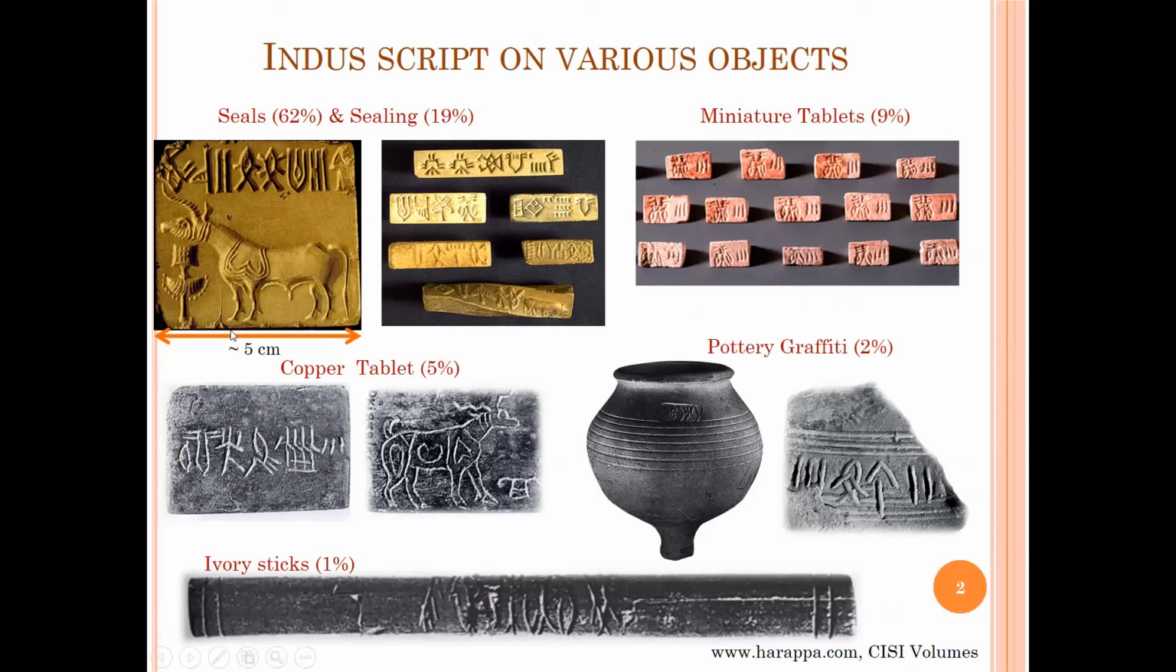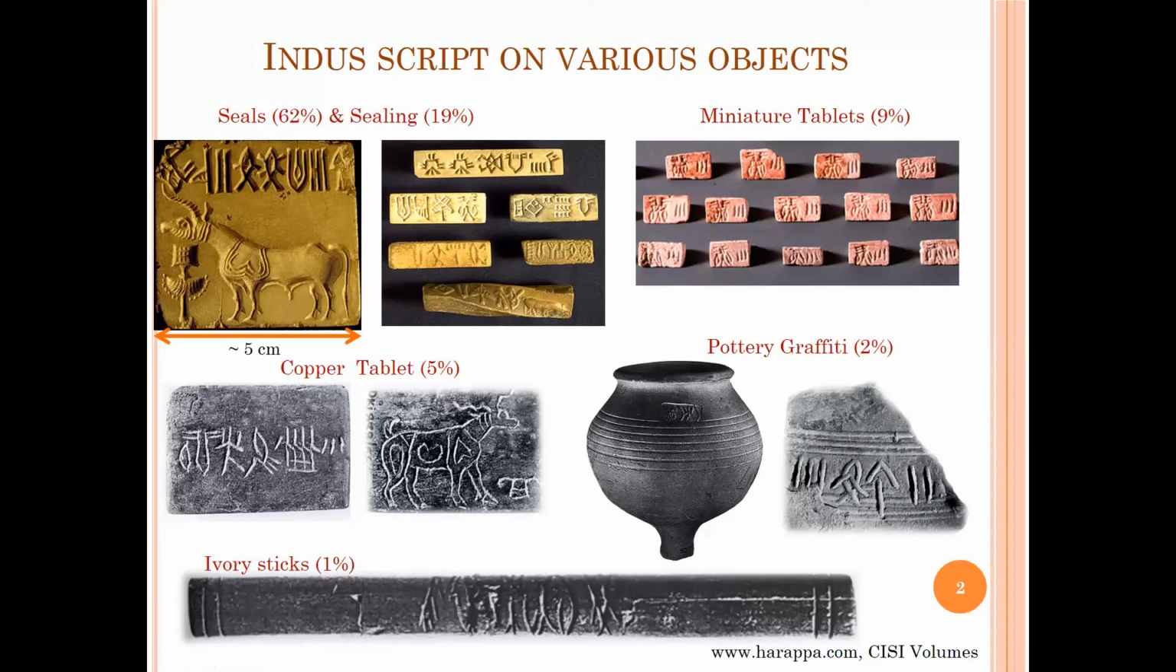So on the top left, we have some seals and sealings. 80% of the writing appears on these kind of square and rectangular seals and sealings. Here you can see a string of signs at the top part of this square seal. This is the unicorn, the most frequently depicted animal motif on the seals, and this is a unique standard near its face, about which also several theories exist.